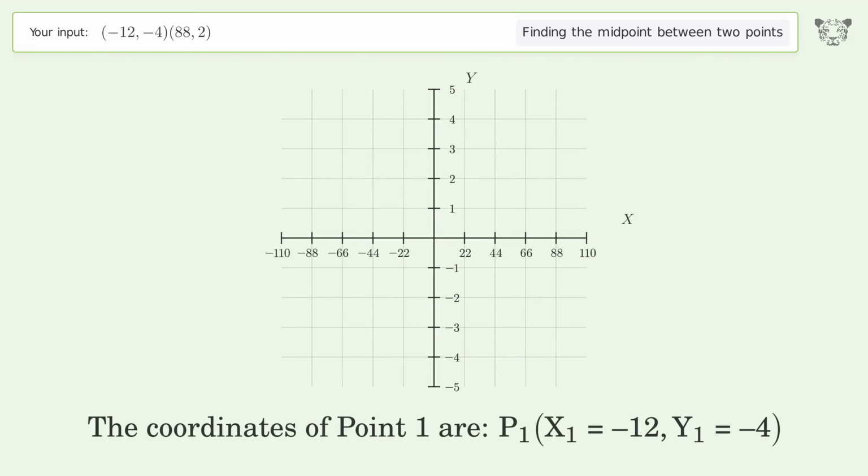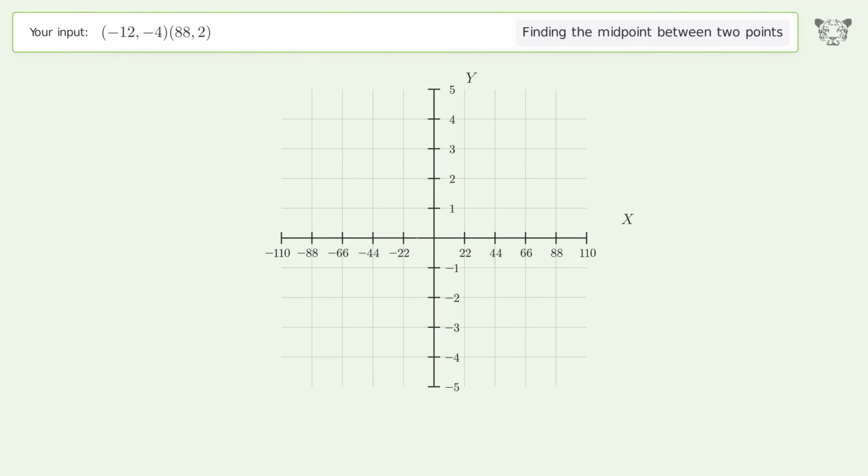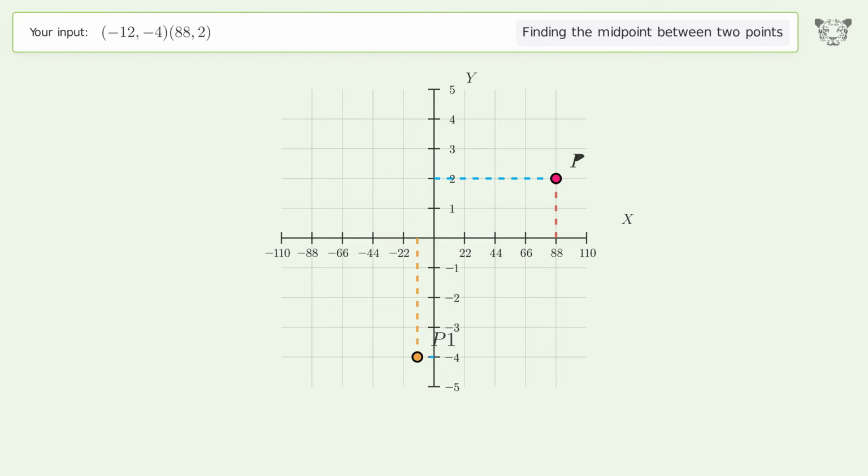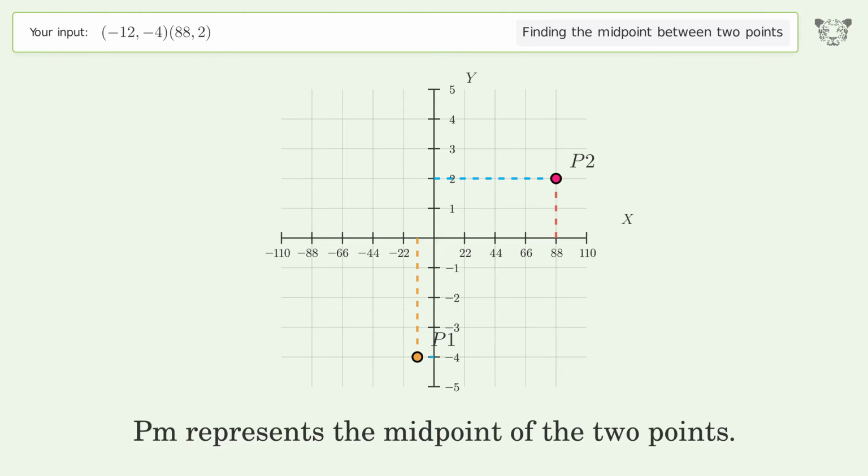The coordinates of point 1 are x1 equals -12, y1 equals -4. The coordinates of point 2 are x2 equals 88, y2 equals 2. PM represents the midpoint of the 2 points.